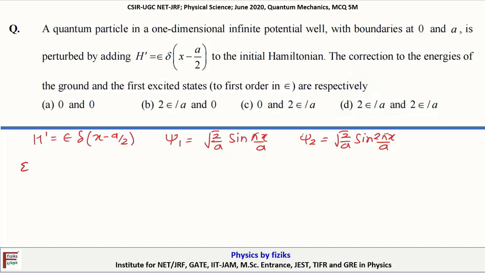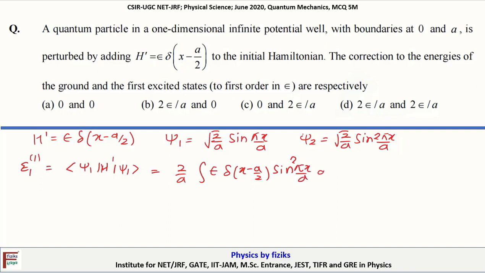Now the first order correction in the ground state is given by <psi 1|H'|psi 1>, which can be written as 2 by a integral from 0 to a of epsilon delta(x minus a by 2) sin square(pi x by a) dx. That will give us the result 2 by a epsilon sin square(pi by 2), which is equal to 2 epsilon by a, because a would cancel out, and sin(pi by 2) would be 1.